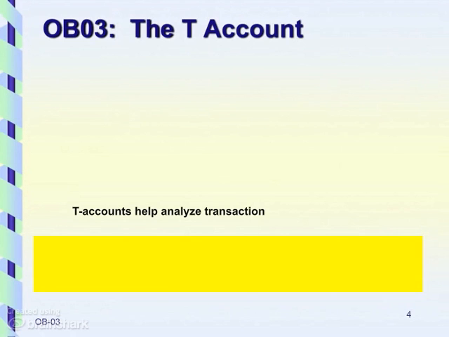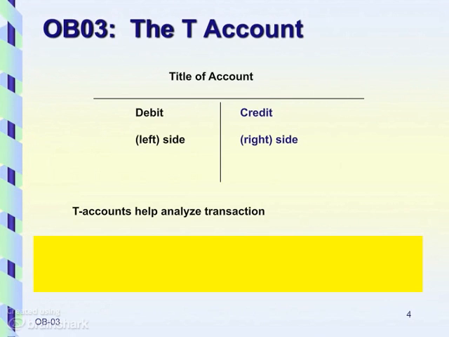The T account provides a way for business managers to analyze transactions. Each T account records a title for that account and has a debit side and a credit side. The debit side is always on the left side of the T account and the credit side is always on the right side of the T account. They help us to analyze transactions.